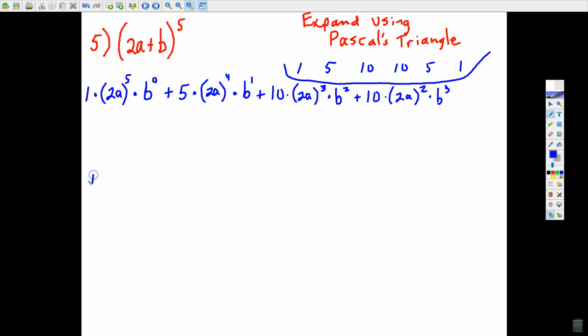Alright, I'm going to come down here, continue. The next number from the row is 5 times, now 2a is going to go down to the 1st power, and b is going to go up to the 4th. Keep wanting to put parentheses around b, but really not needed. And then finally, the last number from the row is 1 times 2a has gone all the way down to the 0 power, and b has gone all the way up to 5, which is the exponent in our problem. Okay, now let's clean this up and watch carefully how we do this.